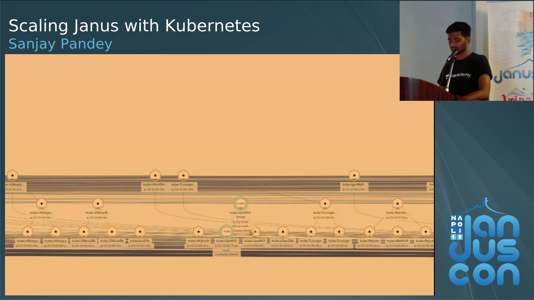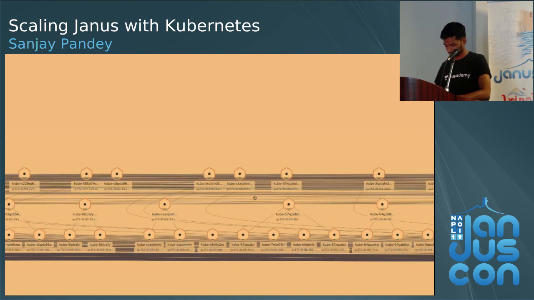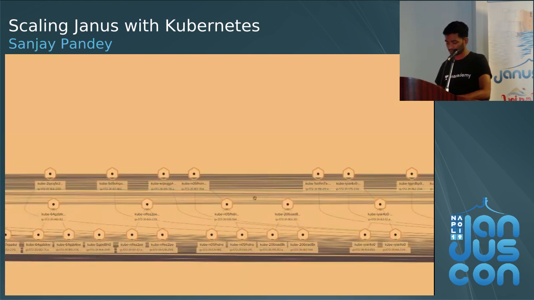These are the individual Janus instances which only run the streaming plugin, and they are receiving data from the repeater, and they are streaming to users. The lines which you are seeing are the traffic which we are handling right now, the current traffic.